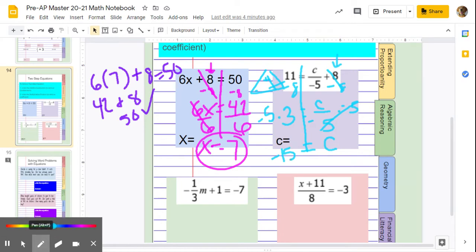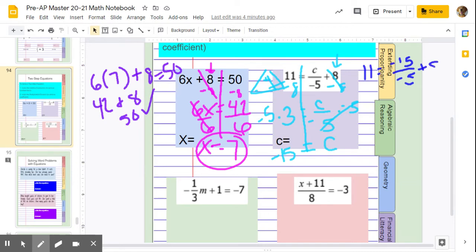And again, we're not done because we're going to go check this answer. So we're going to say 11 equals negative 15 divided by negative 5 plus 8. Negative 15 divided by negative 5 is going to give me 3, and 3 plus 8 is 11. So it checks out for us.